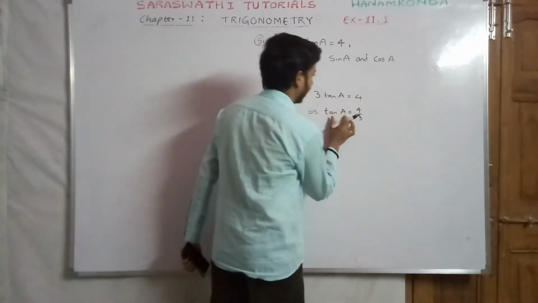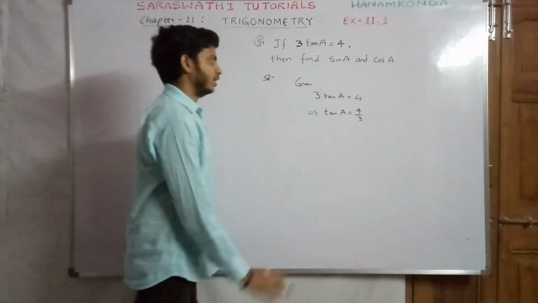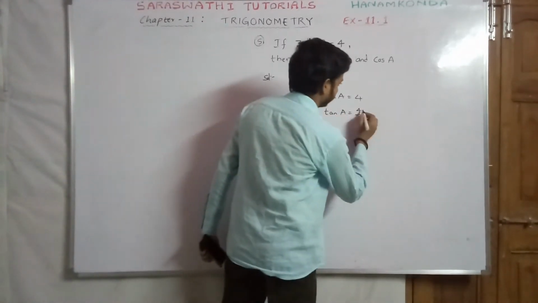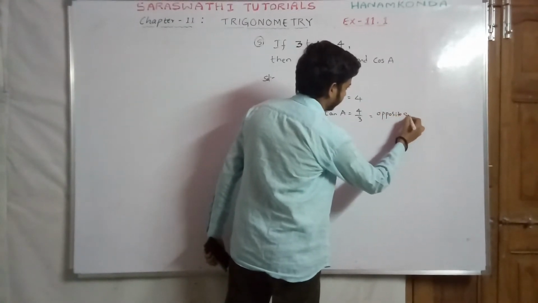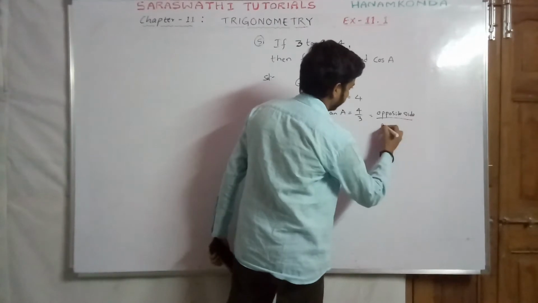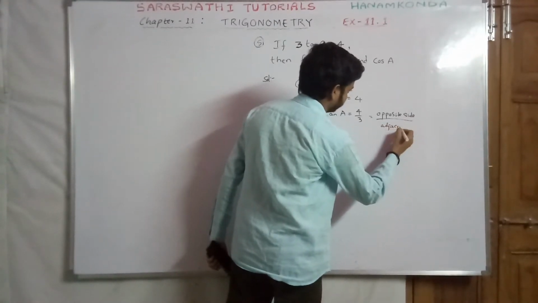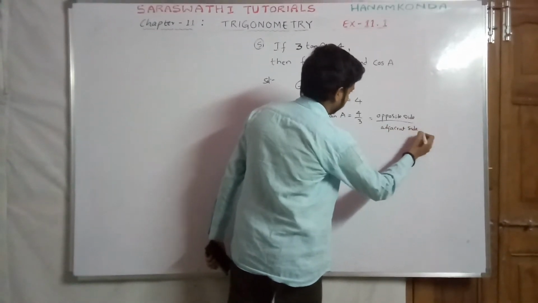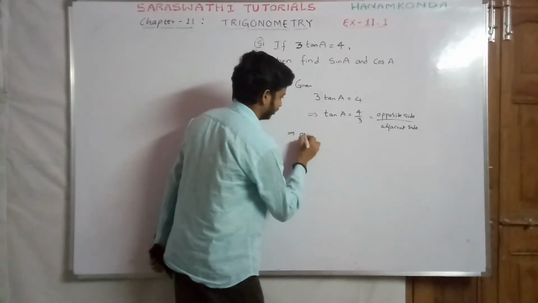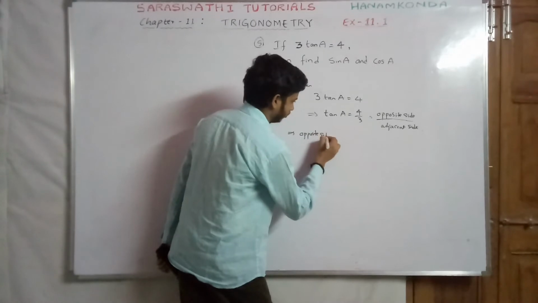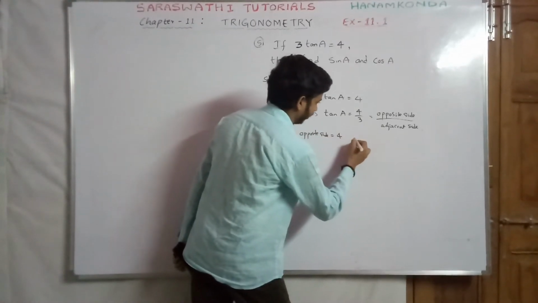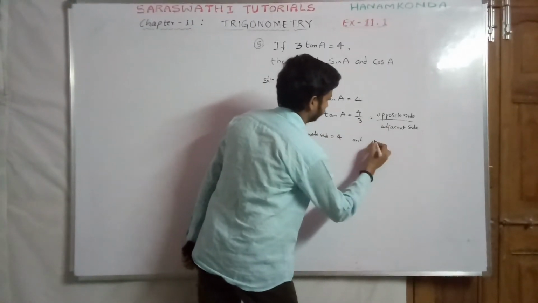So we know that tan theta equals opposite side by adjacent side. That means the opposite side is 4 and the adjacent side is 3. Okay.